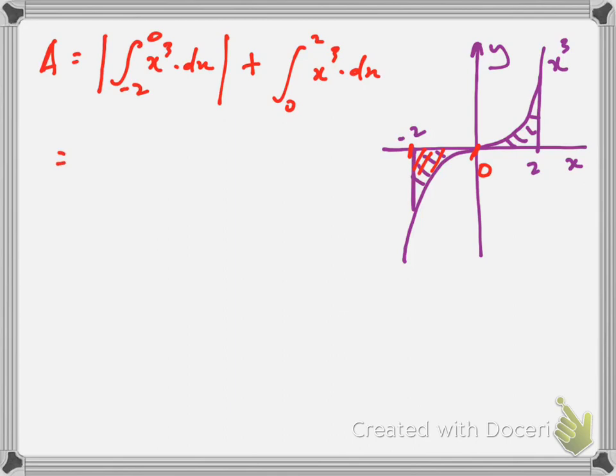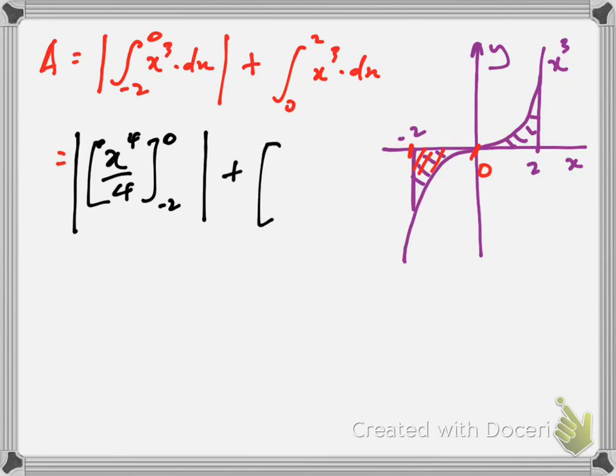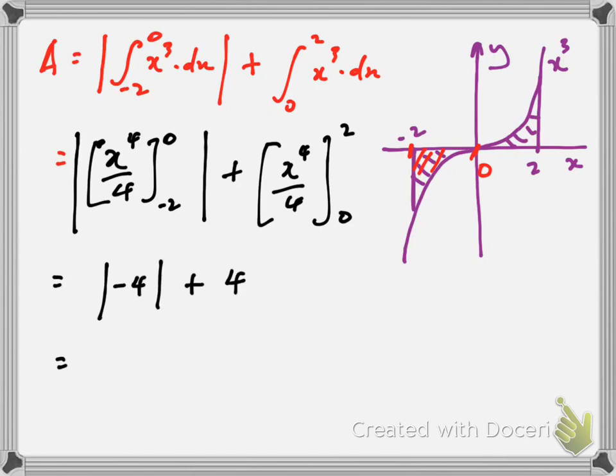And therefore, when we integrate, we end up with x to the power 4 over 4, in square brackets inside the absolute value sign, from -2 to 0, plus x to the power 4 over 4 from 0 to 2. We will end up with the absolute value of -4 plus 4, and therefore 4 plus 4, which will give us 8 square units as the area.